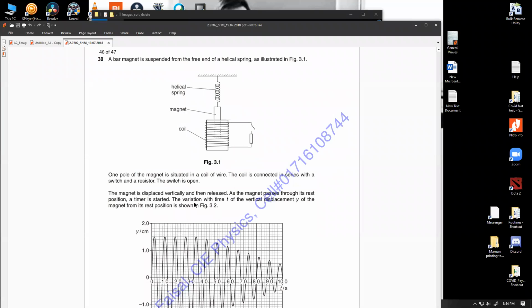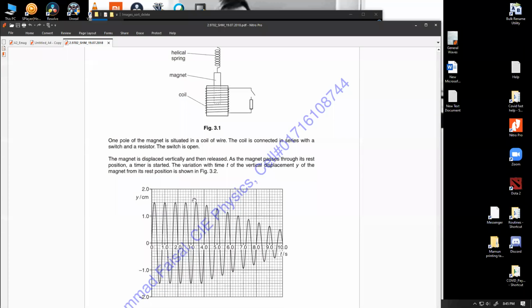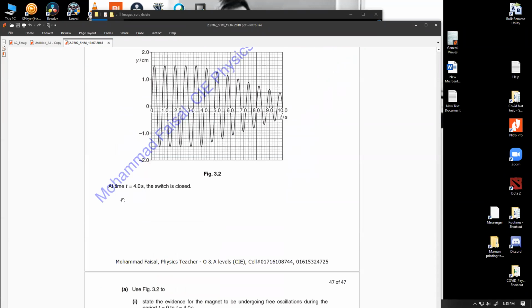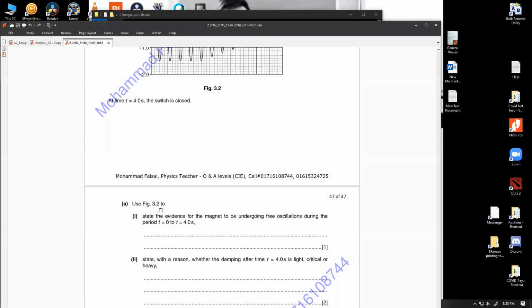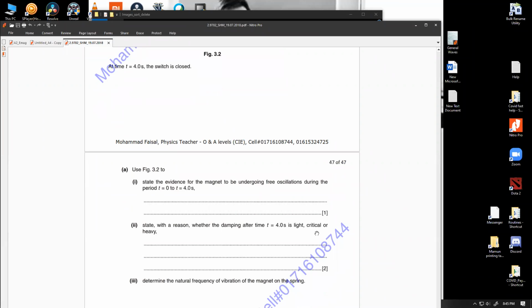As the magnet passes through its rest position, a timer is started. The variation with time t of the vertical distance y of the magnet from its rest position is shown in figure 3.2. At time t equals 4.0, the switch is closed. So this is where they close the switch. Beautiful. Makes sense. Use figure 3.2 to determine, stating the reason, whether the damping after this time is light, critical, or heavy.